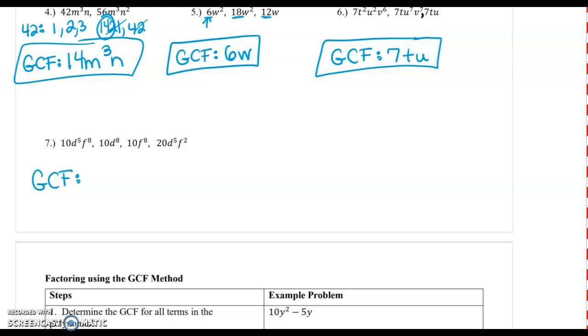Okay, so hopefully you paused it, you did it, and then you should get 10, and it would be d to the, nope, no d, because we don't have a d in this one. Okay, f to the 8, we don't have an f in this one though, so it would just be 10 for our GCF.